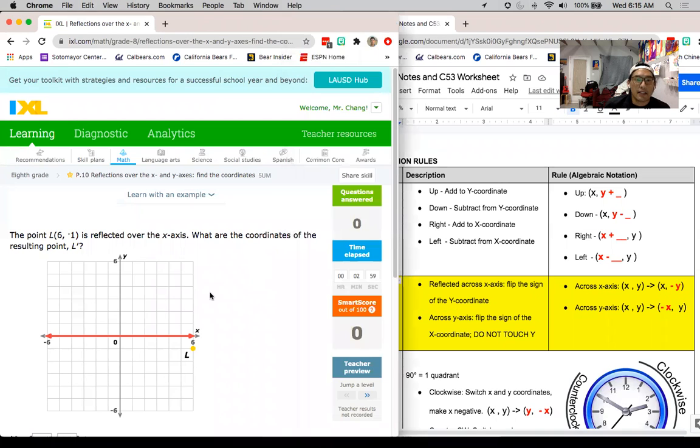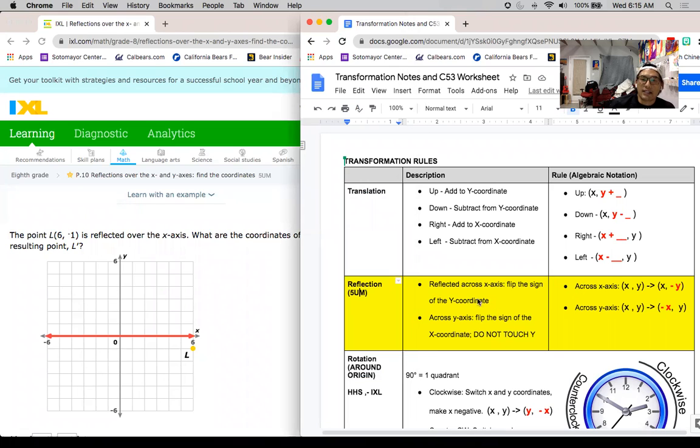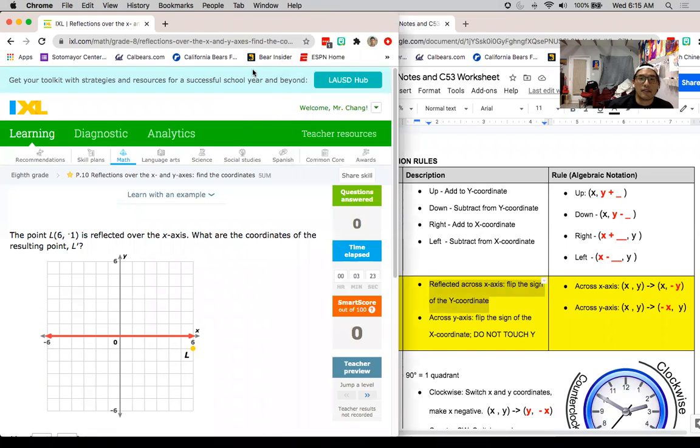So let's take this. The point L, 6, -1 is reflected over the x-axis. What are the coordinates of the resulting point? Let's take a look at our rule. Our rule says if we are flipping across the x-axis, we flip the sign of the y-coordinate. That is our rule. I'm going to put it right here, just so we see it right next to what we're doing.